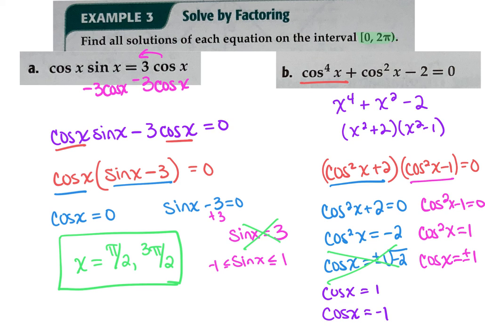Yeah, so look on your unit circle. There's one place where it equals 1. Where does your x value equal 1 on your unit circle? At 0. So that's my first answer. Where does it equal negative 1? At pi. Those are my two answers.